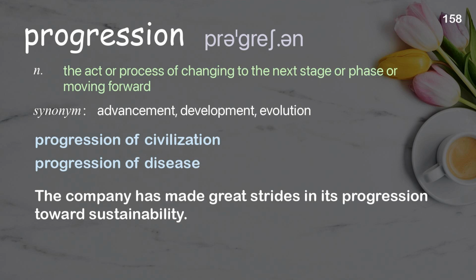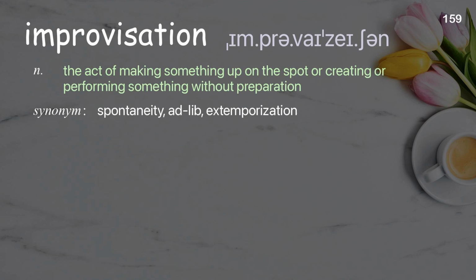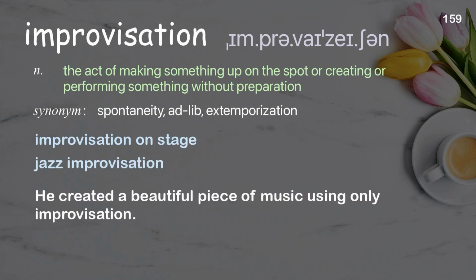Improvisation. The act of making something up on the spot or creating or performing something without preparation. Examples: Improvisation on stage. Jazz improvisation. He created a beautiful piece of music using only improvisation.